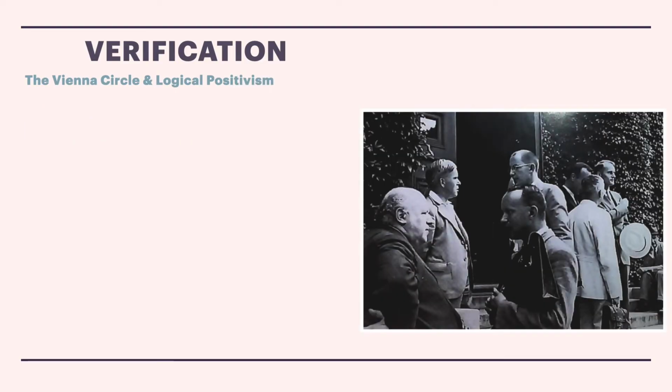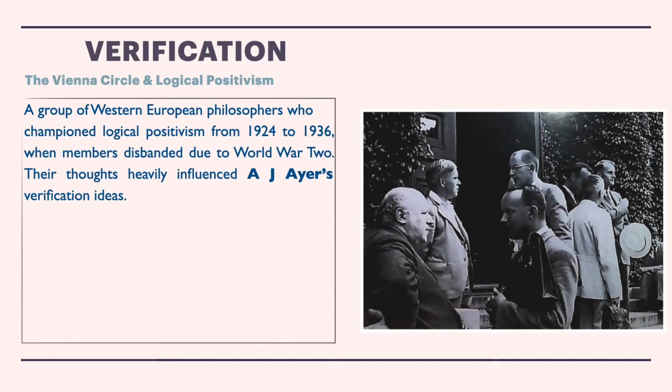So where did it all come from? The Vienna Circle and logical positivism. So the Vienna Circle was a group of Western European philosophers, some of which you can see here, who championed logical positivism from 1924 to 1936, when members disbanded due to World War II.